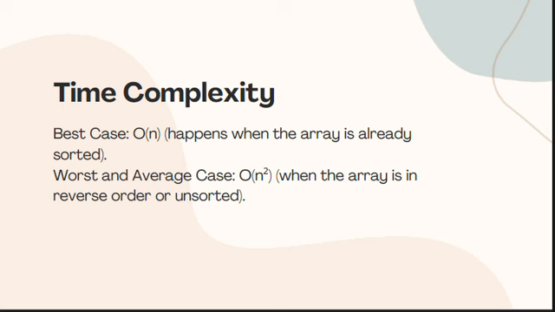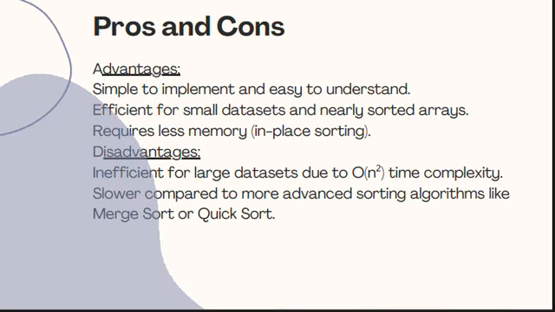Now see what the time complexity is. The best case time complexity is O(n), which happens when the array is already sorted. And the worst and average case time complexity is O(n^2) when the array is in reverse order or unsorted. Now see the advantages and disadvantages of insertion sort.